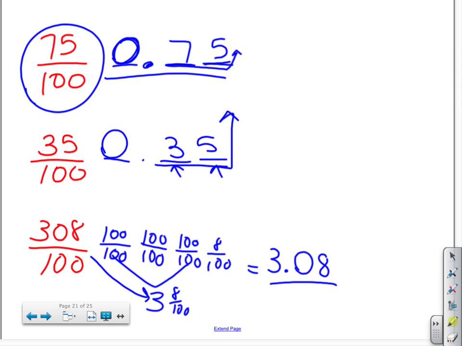Think about when we did that I Have, Who Has game. You were pretty good at reading decimals. Read it back to yourself, and make sure that what you see in fraction form matches what you're saying to yourself in decimal form. And the last one right here, this 308. If you have 308 pennies, you should be thinking that you have $3.08, and then make sure it says $3.08.